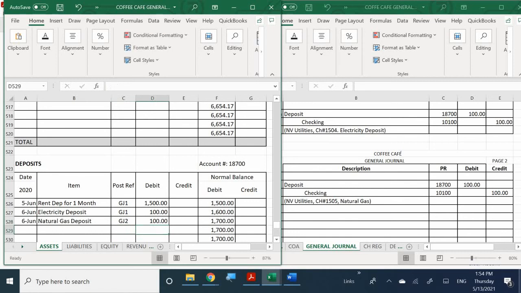And once again, we increased our deposit by another $100. So we have 2 separate deposits for NV Utilities. We have one for natural gas and one for electricity. And now we have a grand total of $1,700 in my deposits.